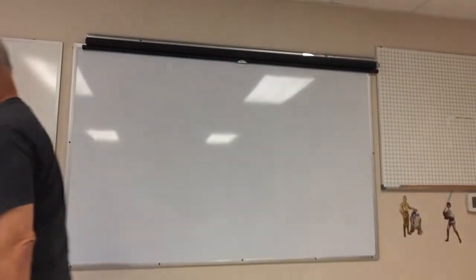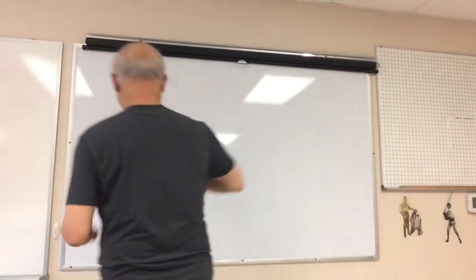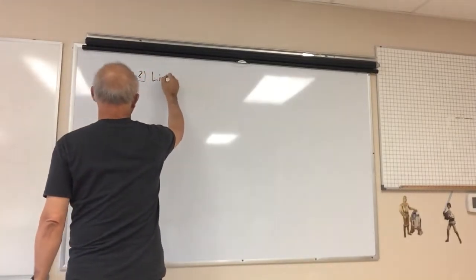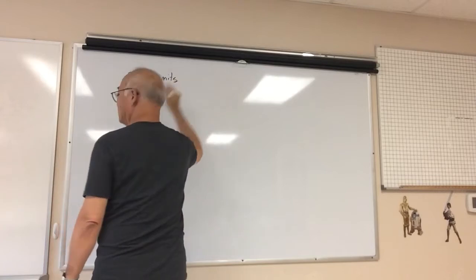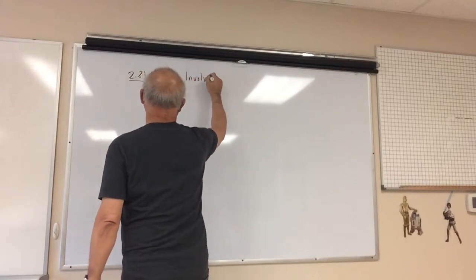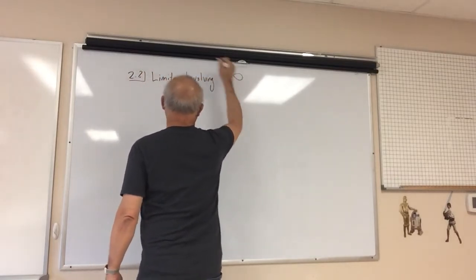Okay, we are going to do 2.2. We're kind of doing the same thing we did before, except now the limits are not going to one separate point. Now the limits are going to be involving this guy.